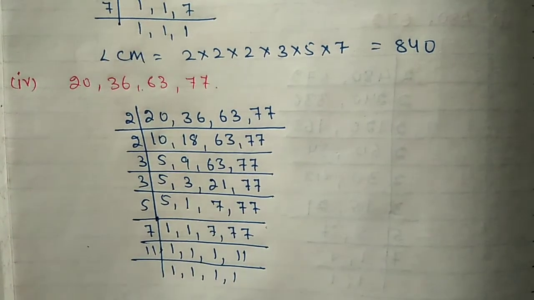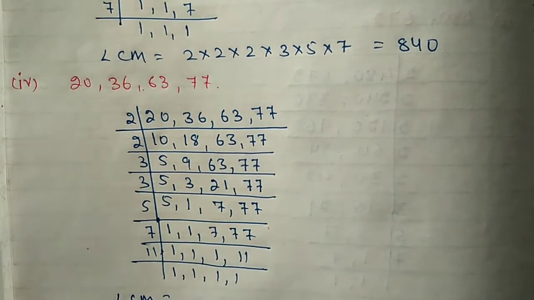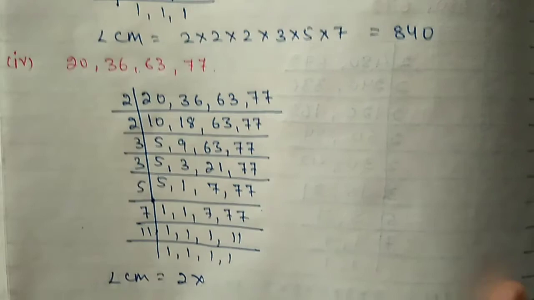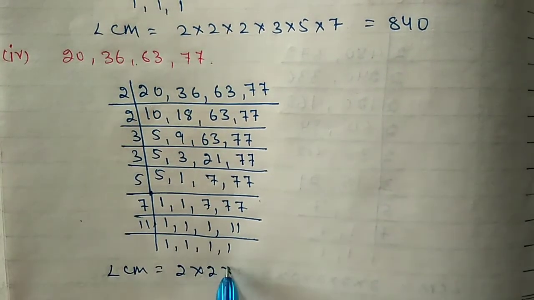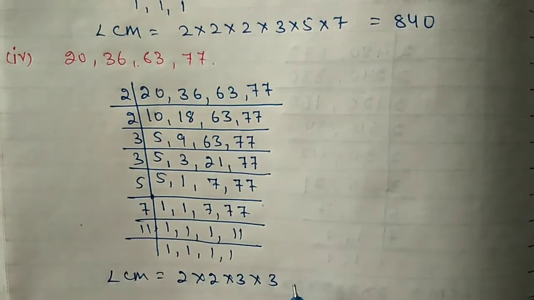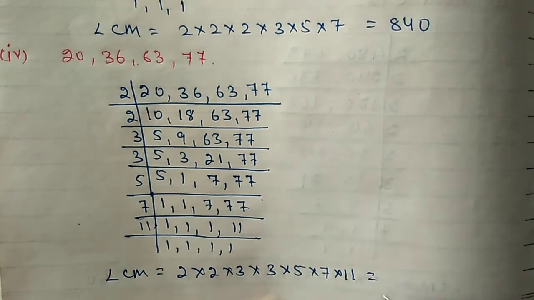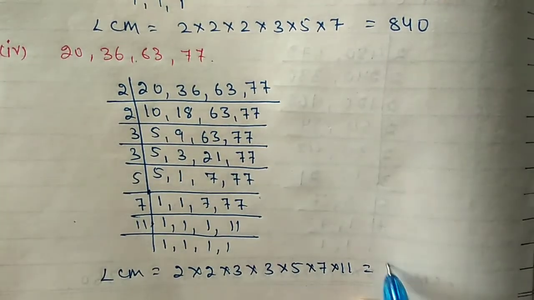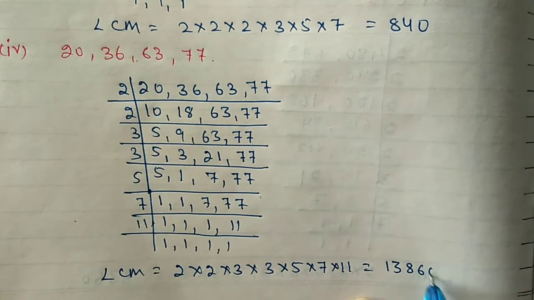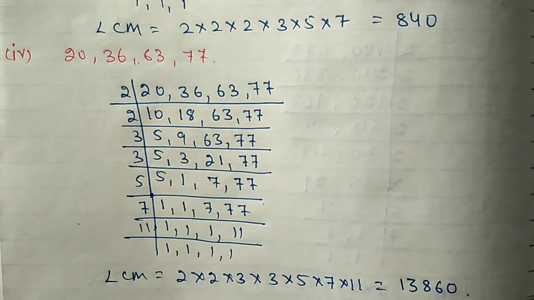11 1s are 11. So LCM will be 2 into 2 into 3 into 3 into 5 into 7 into 11. Multiply all the numbers. This is our LCM here.